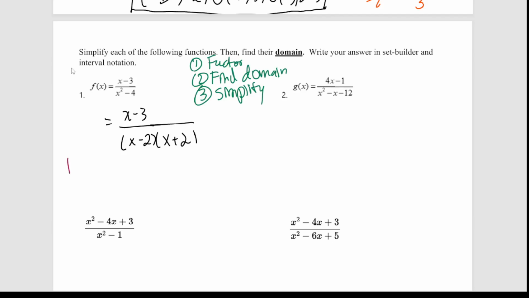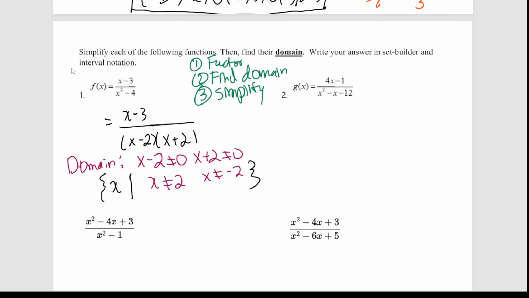Then for the domain, we need to make sure each factor cannot be 0. So x minus 2 cannot be 0, and x plus 2 cannot be 0. So in particular here, x cannot be 2 by adding 2 to both sides, and x cannot be negative 2 by subtracting 2 from both sides. And if you were going to write that in formal set builder notation, you would toss on the x such that, and then your little curly braces, call it a day. Those are the two numbers that x is not allowed to equal.